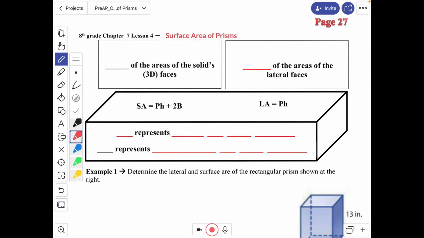Today we're covering 8th grade, Chapter 7, Lesson 4, Surface Area of Prisms. And yes, we kind of did that yesterday, but I wanted to show you that there is a formula that you can use.